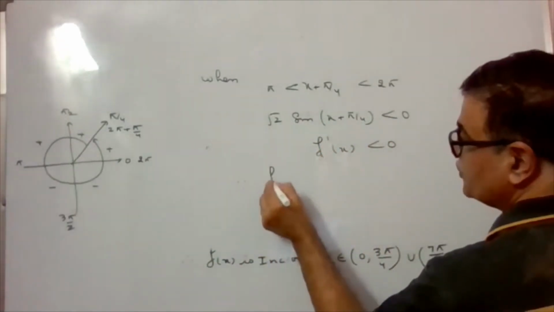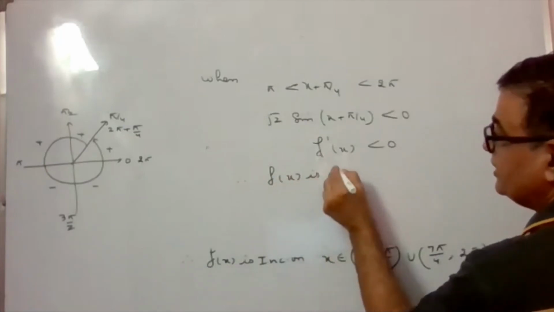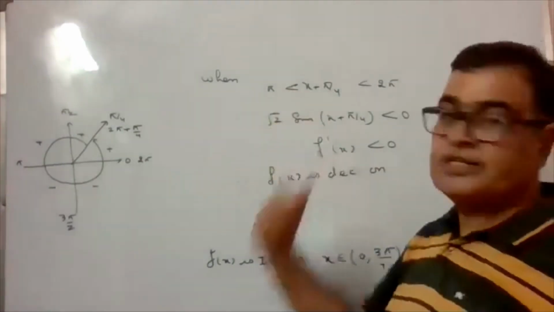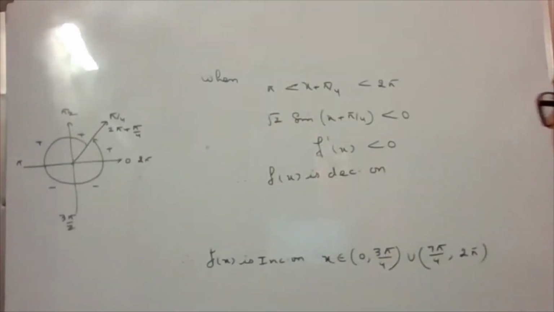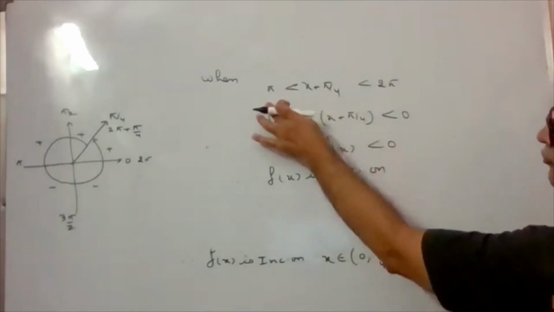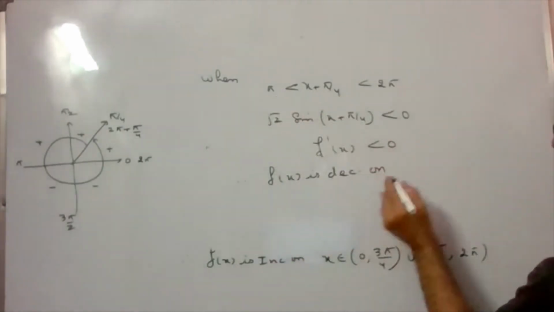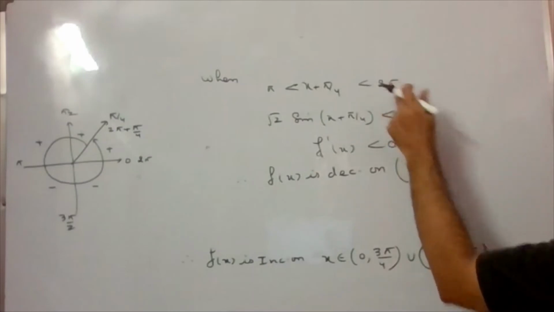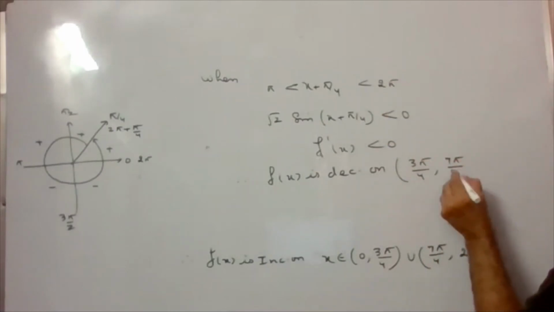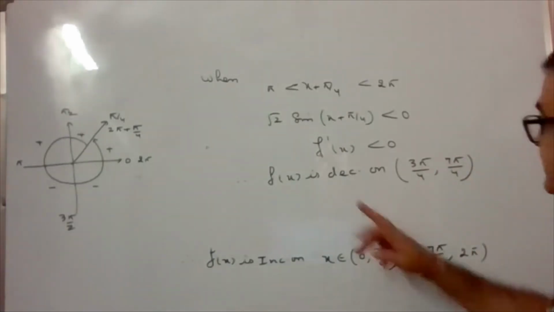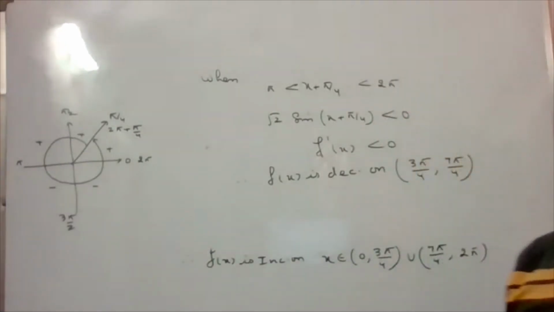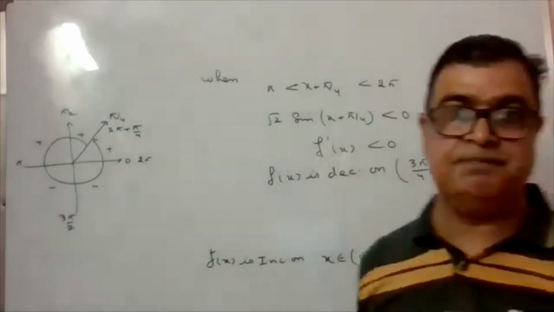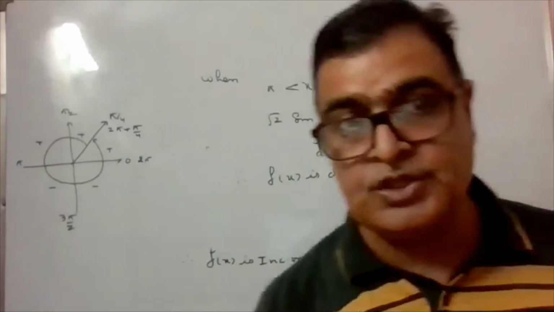And therefore f(x) is decreasing on, just check here, decreasing on x. If pi by 4 is subtracted, this will give 3 pi by 4. And this comes out to be 2 pi minus pi by 4, which is 7 pi by 4. So f(x) is decreasing on 3 pi by 4 to 7 pi by 4. That is the result we have: decreasing, and this is increasing. So these are the two important questions you should know.